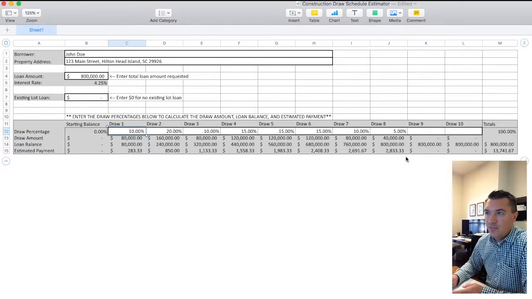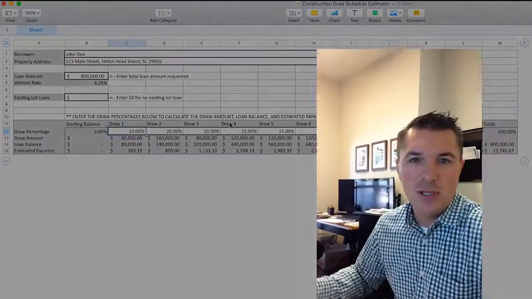But if you had, for example, an 8-month build with 8 draws and they happen to be one a month, this would give you a very clear example of how those draws would increase your balance over time and your corresponding payment. So we can break that down and do something similar depending on what kind of build you've got, what your project looks like. But that may be helpful in just understanding how draws work, how that balance increases over time.